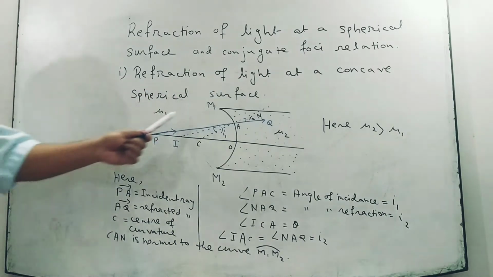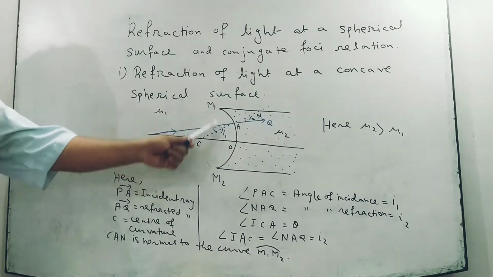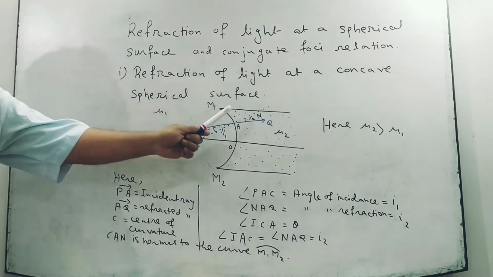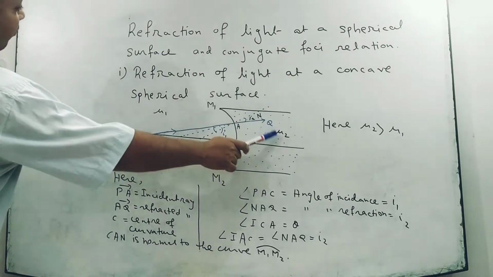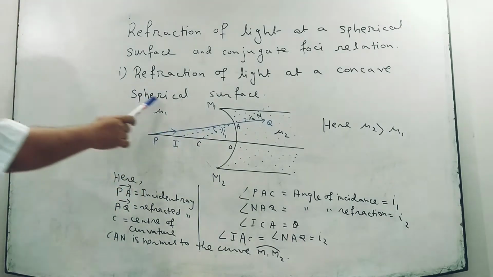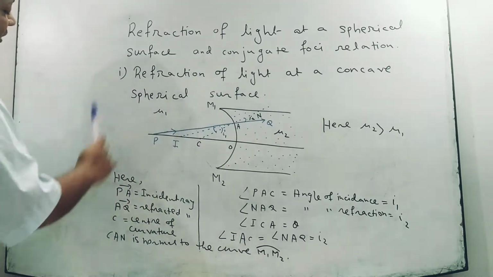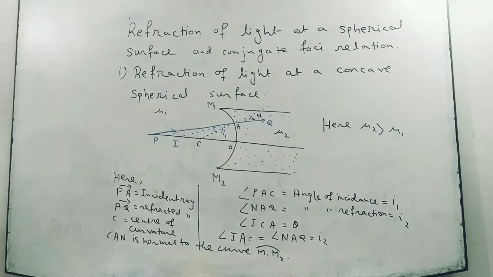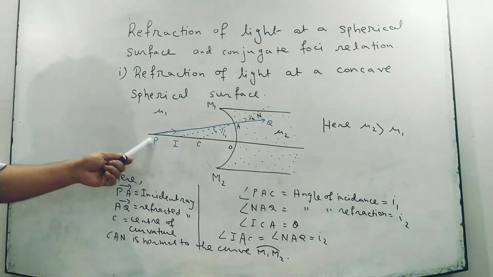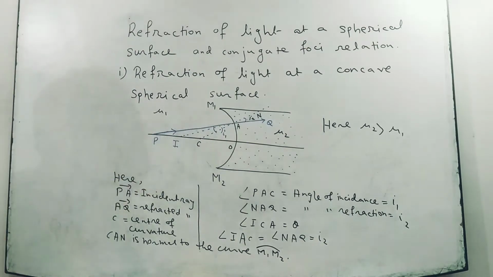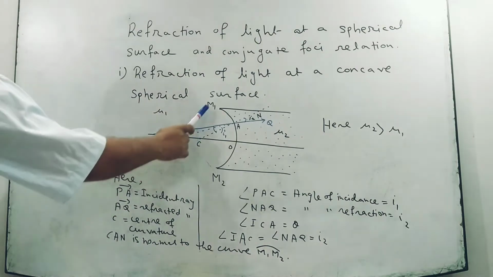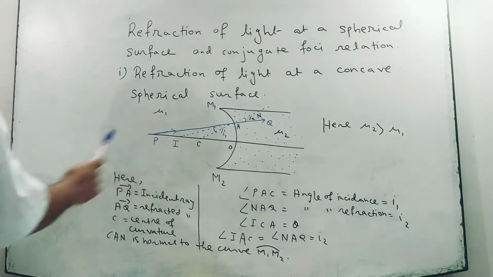Let M1, M2 be a concave spherical refracting surface whose refractive index is mu2, and mu1 is the refractive index of the surrounding. P is a point object placed on the axis of the surface. C is the center of curvature of M1, M2.